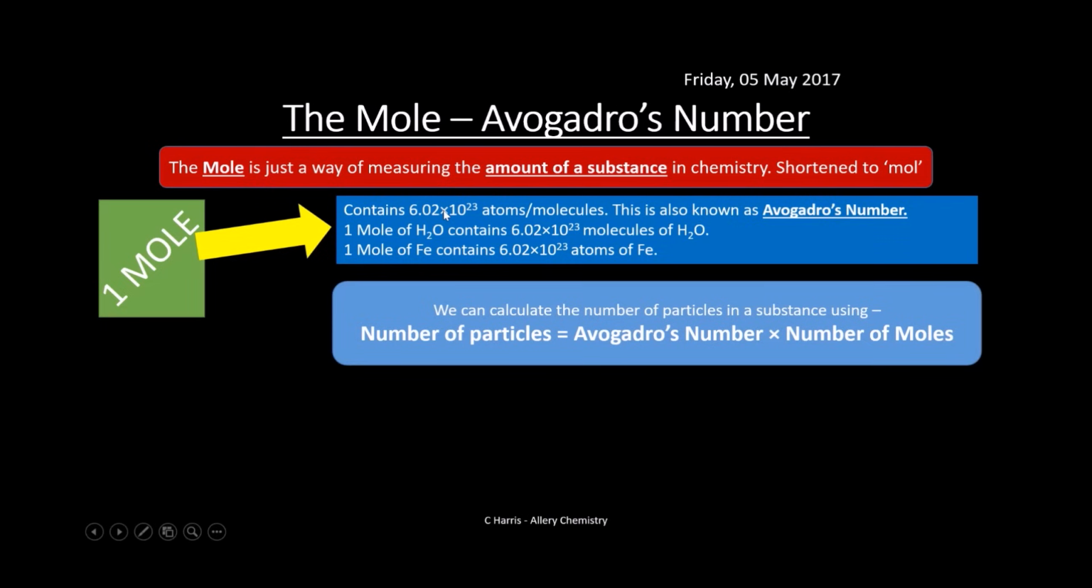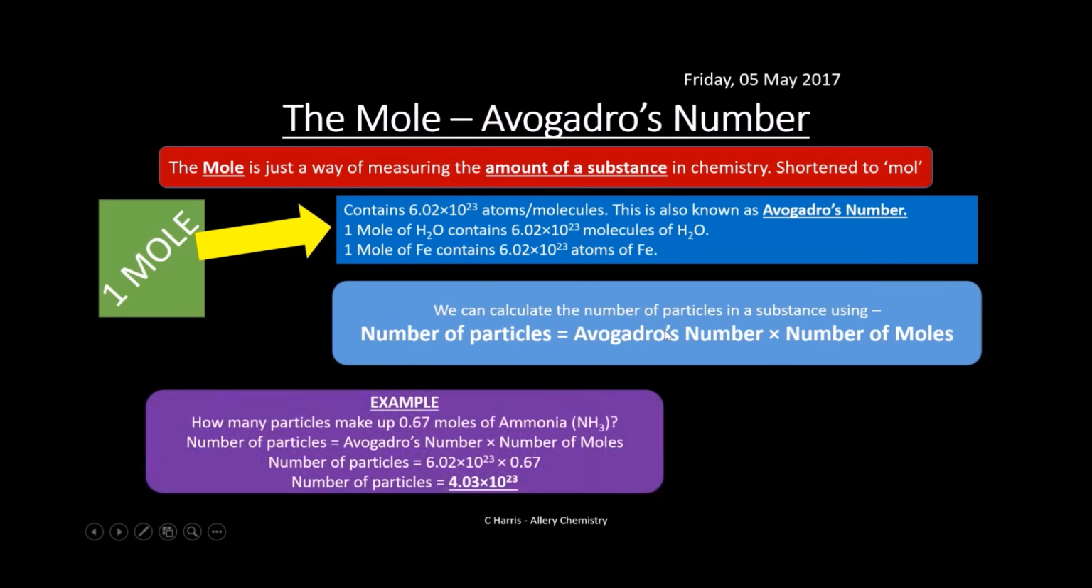Okay, so we can actually calculate the number of particles in a substance, and sometimes they can get you to do this. It's dead easy. All we do is take Avogadro's number and multiply it by the number of moles. So if you had 1 mole of substance, it's literally just Avogadro's number. So it's pretty straightforward.